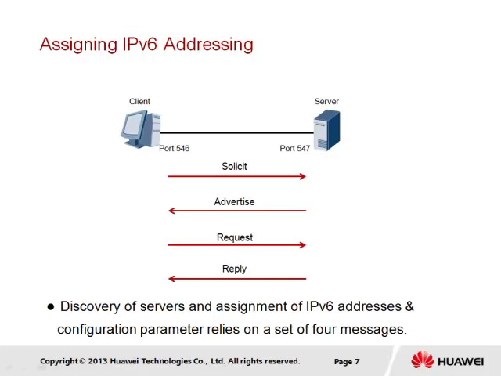If multiple servers are available, the client will select one of the servers based on values, such as a set preference that is carried in the advertise message. A request message will then be generated by the client and sent to the server to request configuration parameters, which includes one or multiple IP addresses that are to be used. This is followed by a reply message that contains the assigned addresses and other configuration parameters.